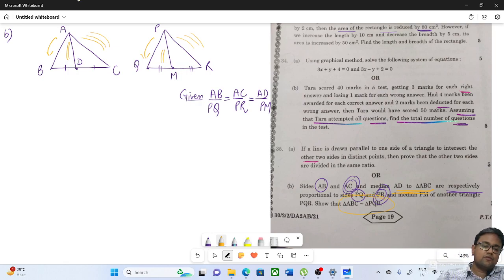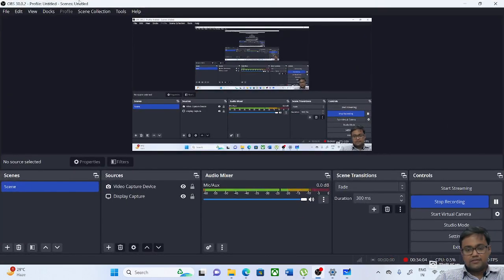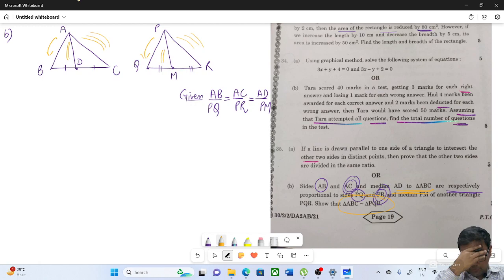And this question, let me remind you children, is straight away coming from NCERT, the last exercise of the similar triangles chapter. Now see children, if you remember, there is only one way to do this question, that is you need to extend AD and PM. Why? Because AB upon PQ is given to you, AC upon PR is given to you.